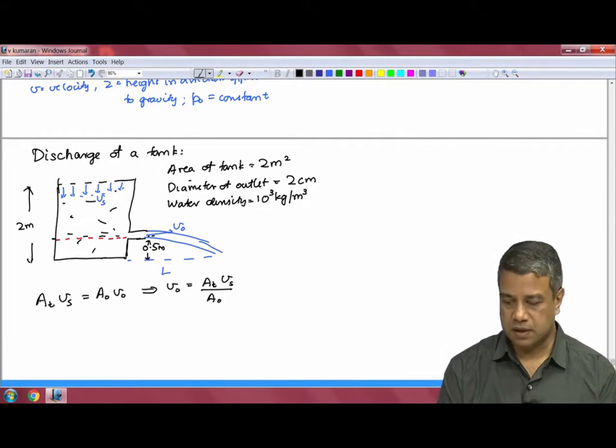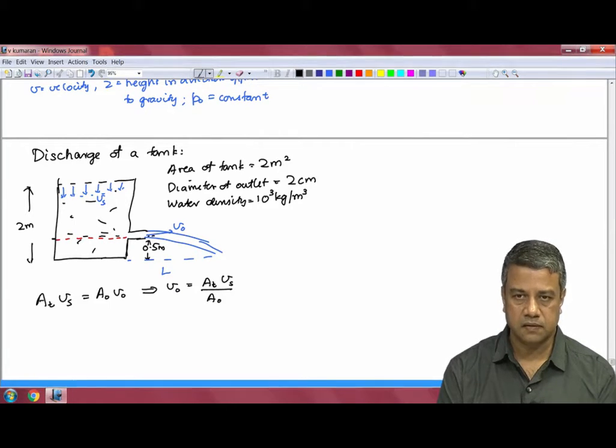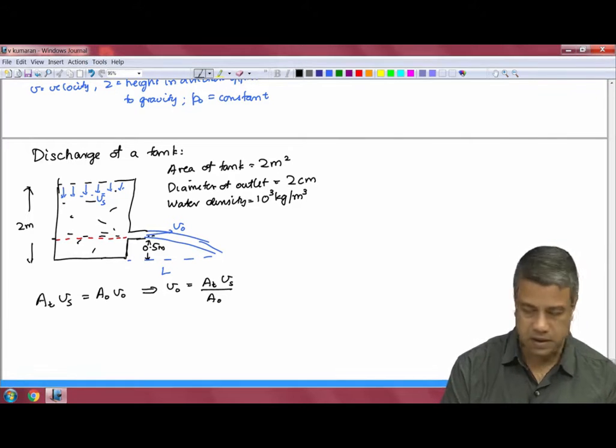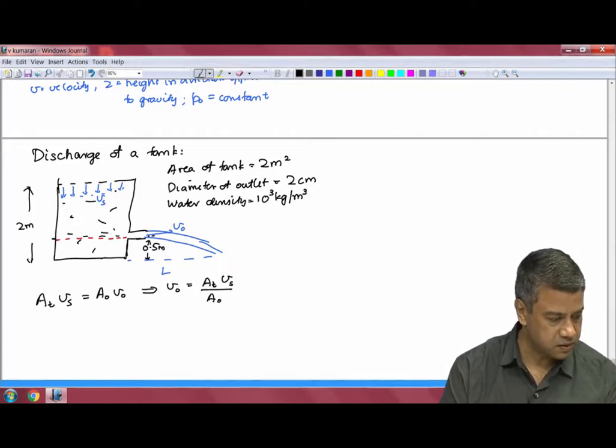Of course, if the tank area is much larger than the area of the outlet, then the velocity of the surface is very small and it can be neglected. And we will see later under what conditions that is true.